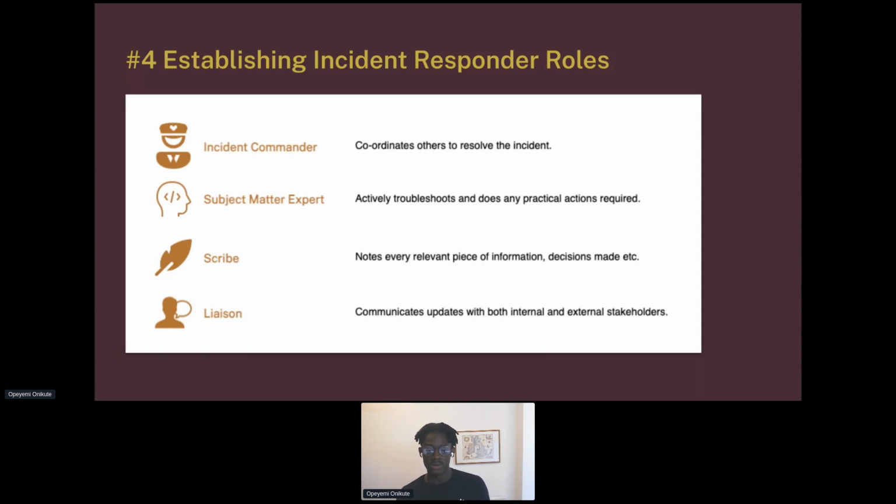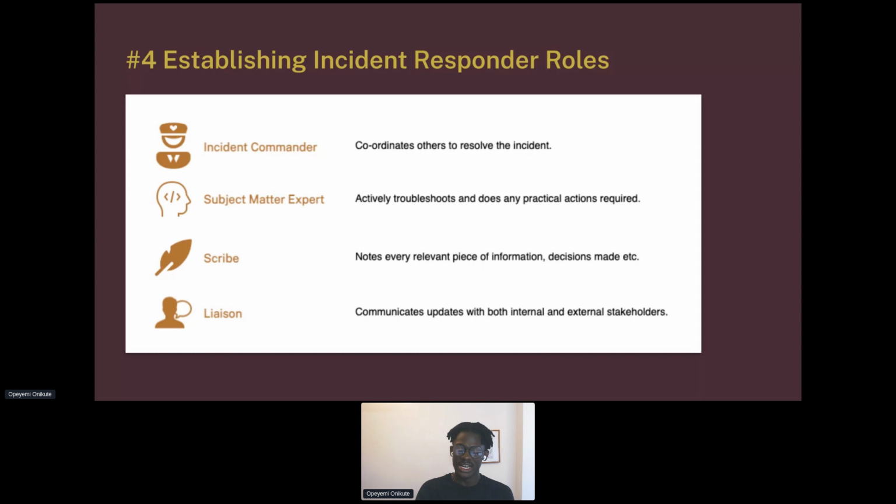So the first role is the incident commander role. This role is, in my opinion, the most important role, right? Because this is the person primarily responsible for resolving the incident. So what the incident commander does is he or she coordinates others to resolve the incident. And then this role is usually fulfilled by engineering leaders, right? So managers, tech leads, sometimes directors. I've seen a wide range.